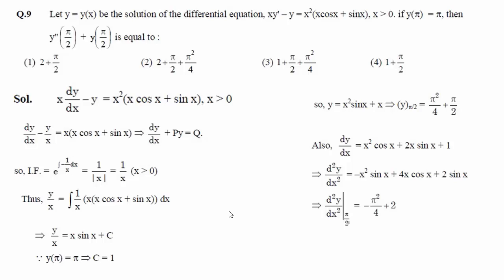Also, dy by dx equals x square cos x plus 2x sin x plus 1. Second derivative, d square y by dx square equals minus x square sin x plus 4x cos x plus 2 sin x. This implies that d square y by dx square at pi by 2 is minus pi square by 4 plus 2. Hence, the correct option is 1.